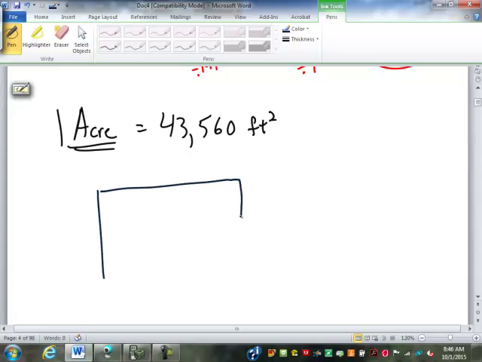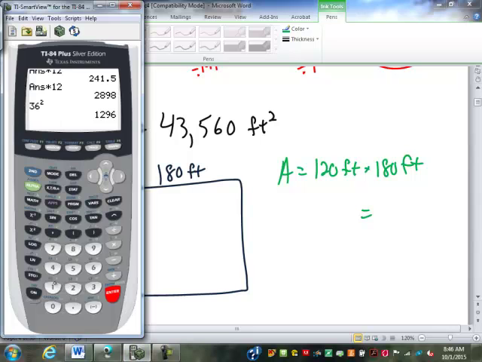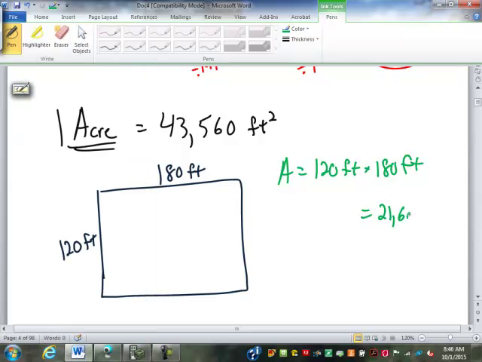So let's say you have a city lot. So you have a large city lot. It's 120 feet by 180 feet. Is that an acre? Well, to find the area, you're going to do length times width. It's 120 times 180. So you get 21,600 square feet. So now we're going to convert that into acres.